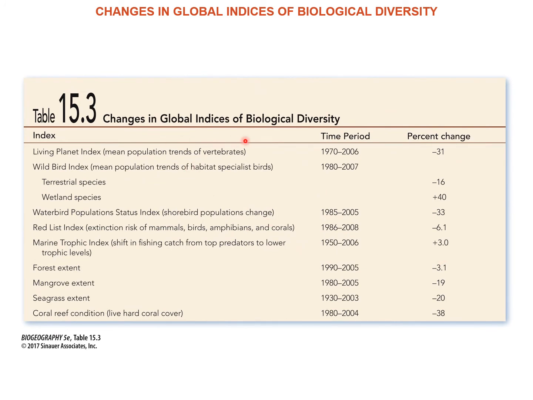If we want to look globally at different groups, we can see that pretty much for any index you want to look at, there have been large-scale decreases in the biodiversity indices. The Living Planet Index, which is a mean population of vertebrates, shows a 31% decrease over this time period. The Wild Bird Index, a 16% decrease over this period. Actually, an increase in wetland species, which I thought was interesting. The Waterbird Population Index, a 33% decrease. Red List Index of mammals, birds, amphibians and corals, 6%.